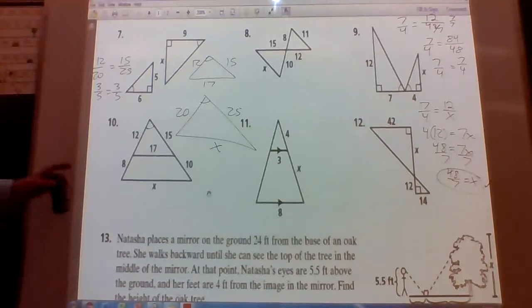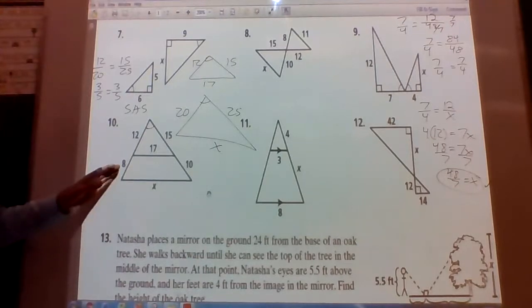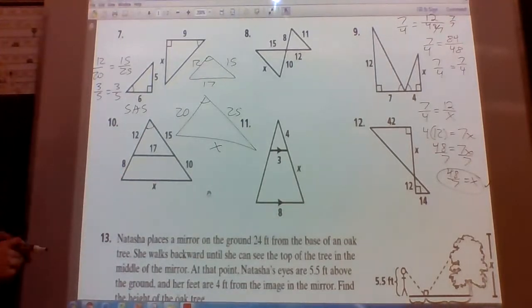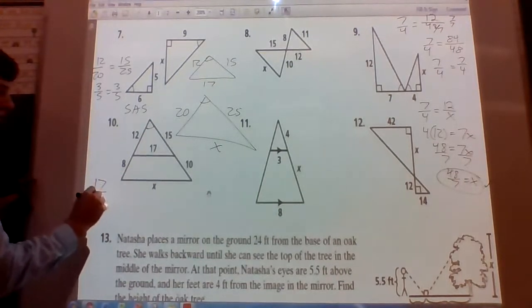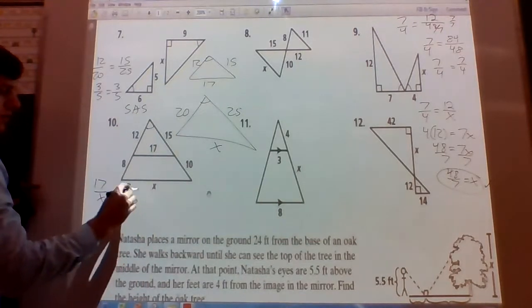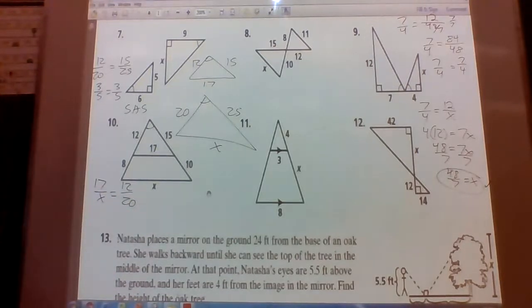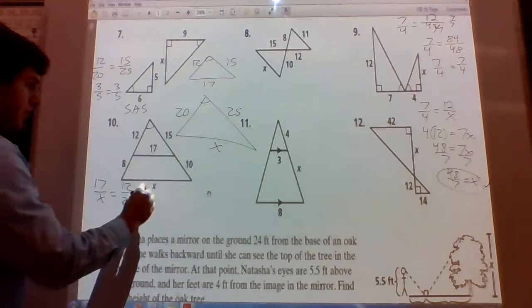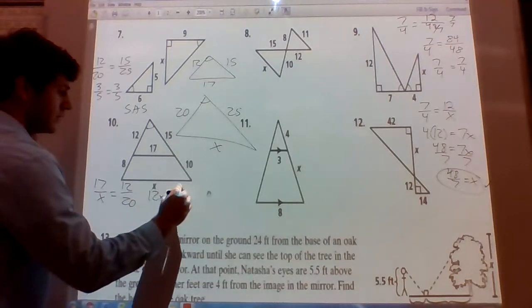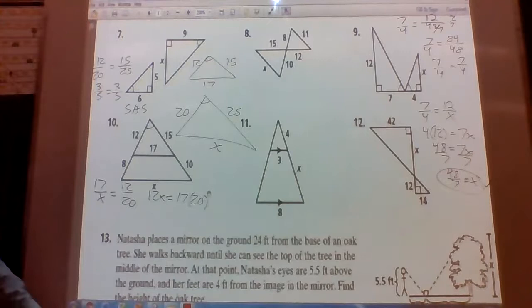3/5 equals 3/5. So we know by side-angle-side the triangles are similar. Which means that 17 over x is going to have to equal 12 over 20. We can cross multiply. So 12x is going to equal 17 times 20, which is going to be 340.